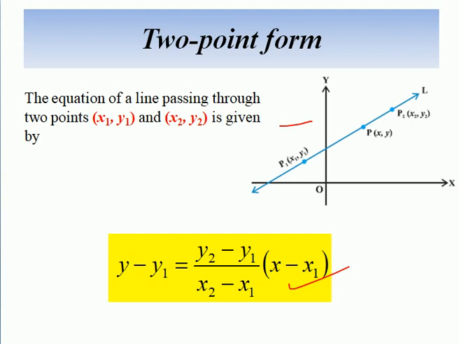Now the 2-point form. The 2-point form of a straight line is defined by the equation y minus y1 equals (y2 minus y1) upon (x2 minus x1) times (x minus x1), where (x1, y1) and (x2, y2) are 2 points that lie on the straight line.